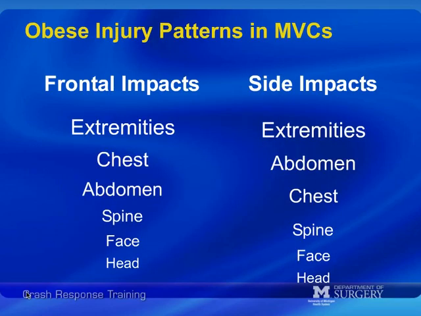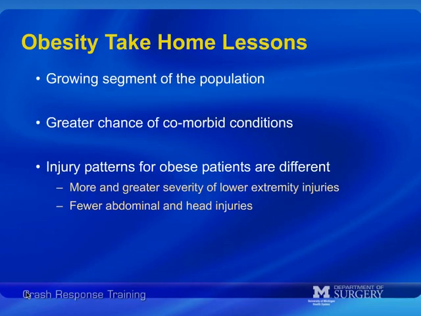Another look at the obese injury patterns and crashes. A reminder of our obesity population take-home lessons are that this segment of the population continues to grow. They have a greater chance of comorbid conditions, and their injury patterns are different. They have more and greater severity of lower extremity injuries, fewer abdominal and head injuries.